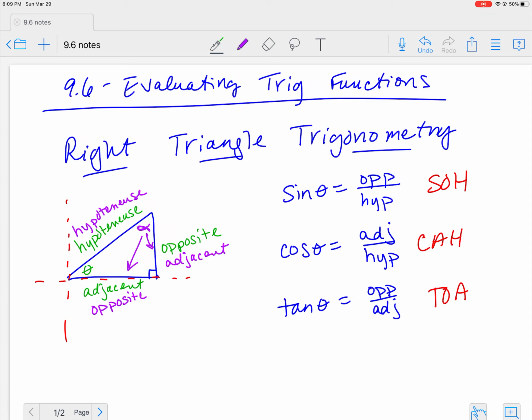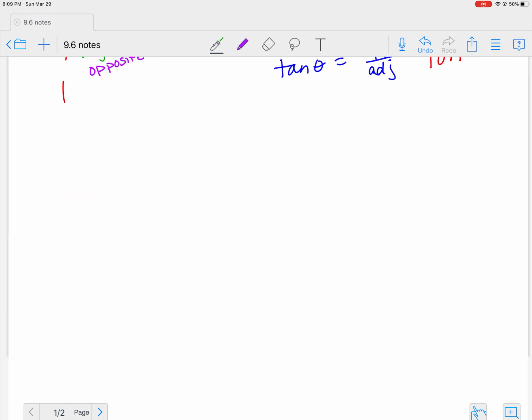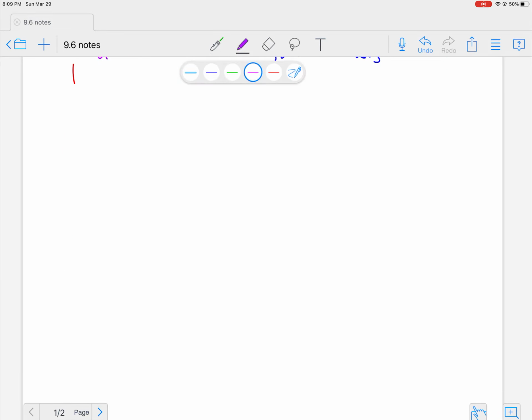SOHCAHTOA. That is the basis of all right triangle trigonometry. It does not have to be in standard form. It could be anywhere you want it to be, and then you're going to get your angle measurements. We're taking it off the grid. We're going off grid here, people. Okay, let's do this thing.